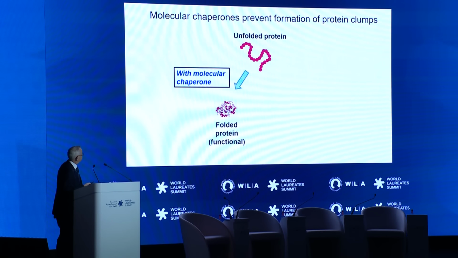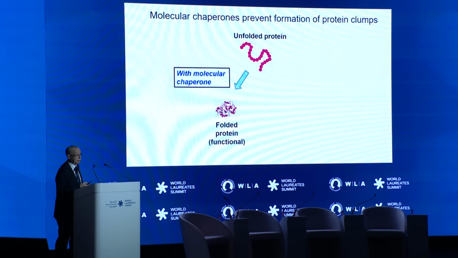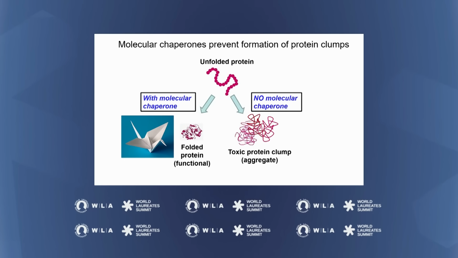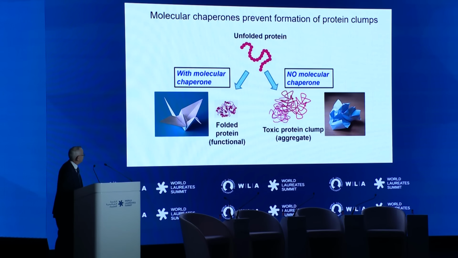Now, in the presence of the chaperone system, a protein will fold properly into its functional state, just like this beautiful origami bird, whereas in the absence of chaperones, proteins misfold, and because misfolded proteins are sticky, the chains will stick together, will form clumps, aggregates, just like origami gone wrong. Now, importantly, these protein aggregates are often toxic to cells and are associated with various diseases.